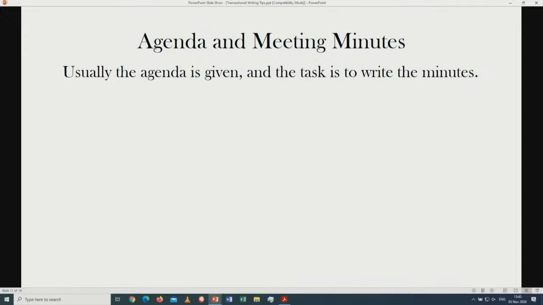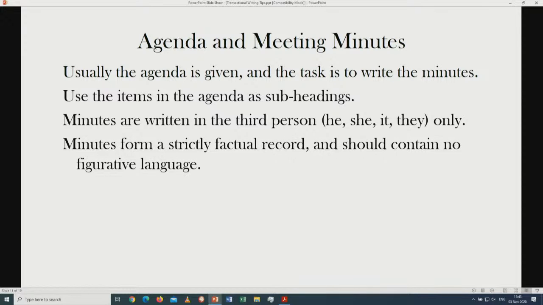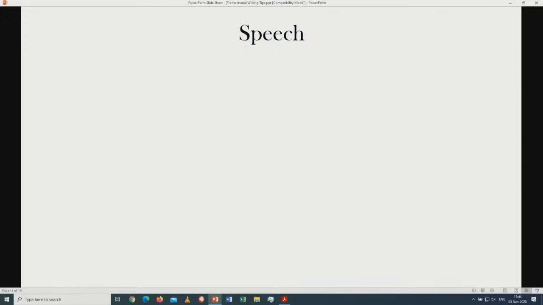Right, agenda and meeting minutes. This one, we've had surprisingly good results on this one. So if you have at least been taught how to do this, by all means, go ahead. It's probably quite a safe choice. Okay, and you use the items in the agenda as subheadings and you write out the minutes. It works quite well. Just watch out for this. No figurative language and third person only. Oh, there I've said no figurative language. Okay, and then formal register. But because it's very simple and functional language, you're not going to use long, complicated words. You're just going to keep it basic.